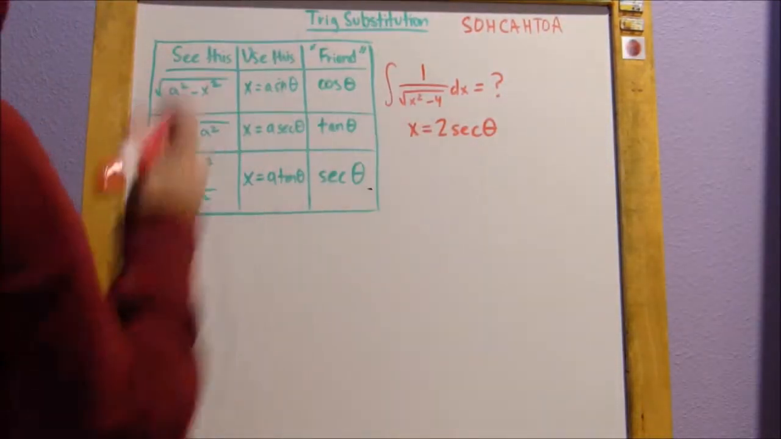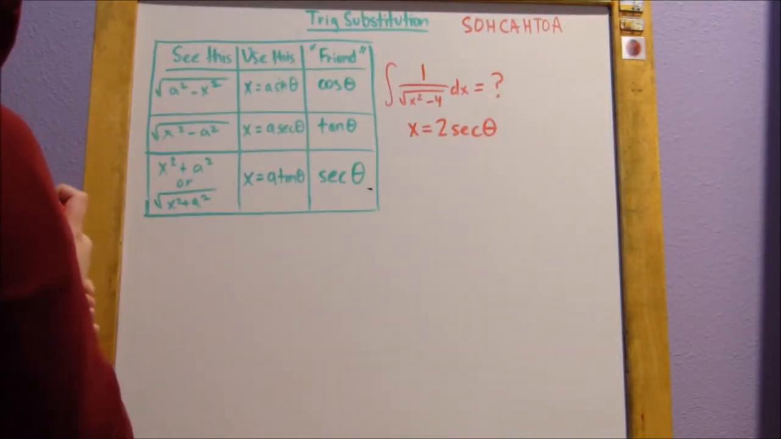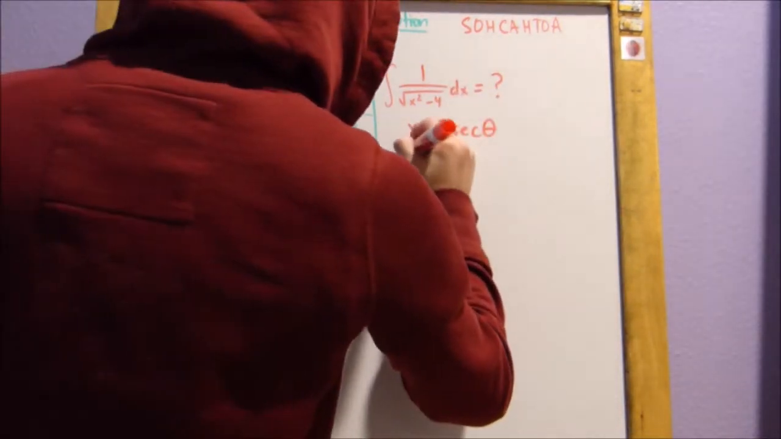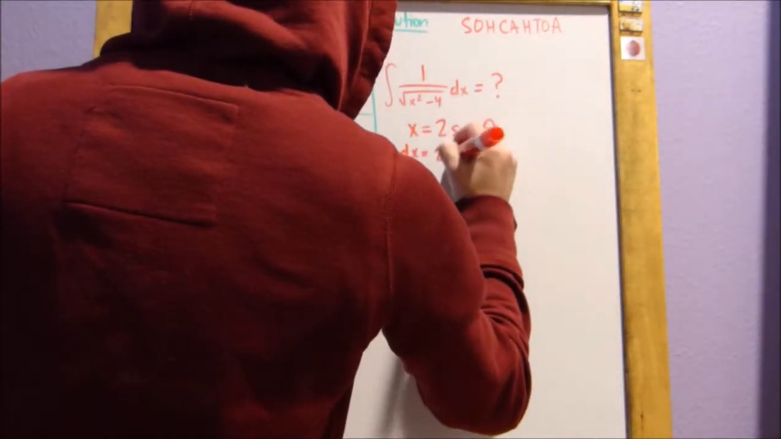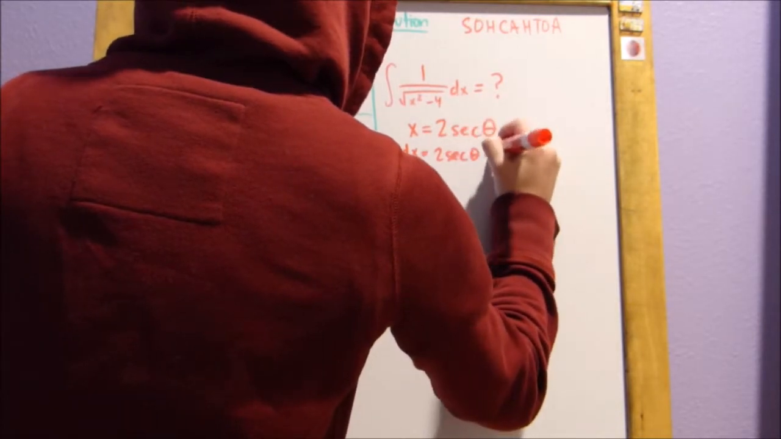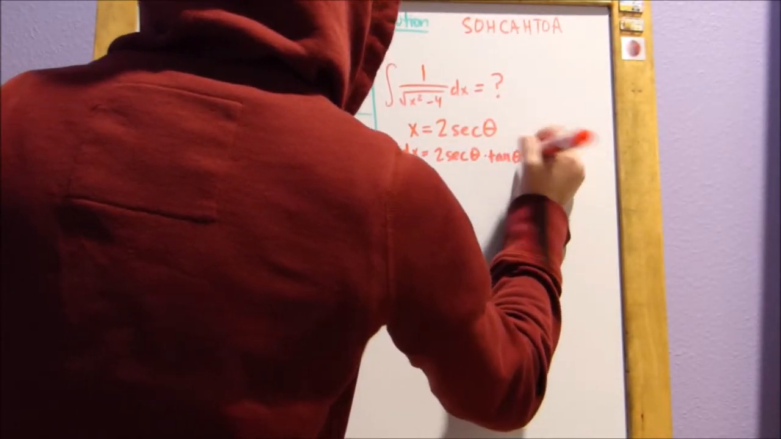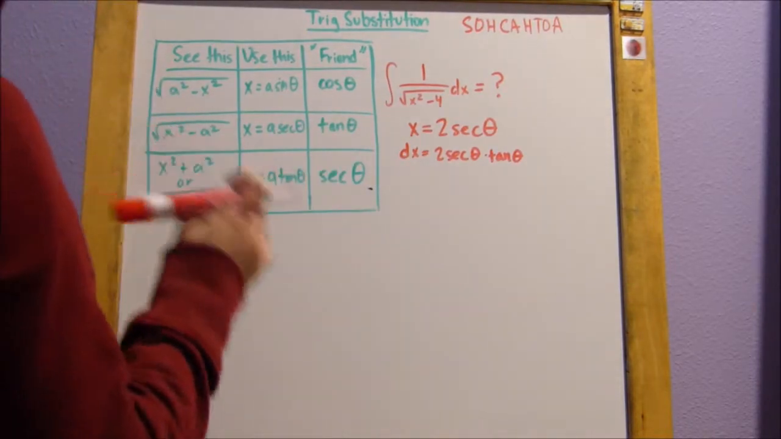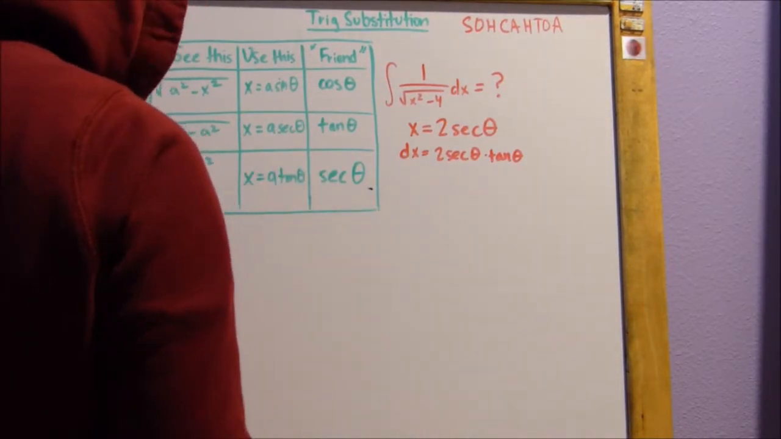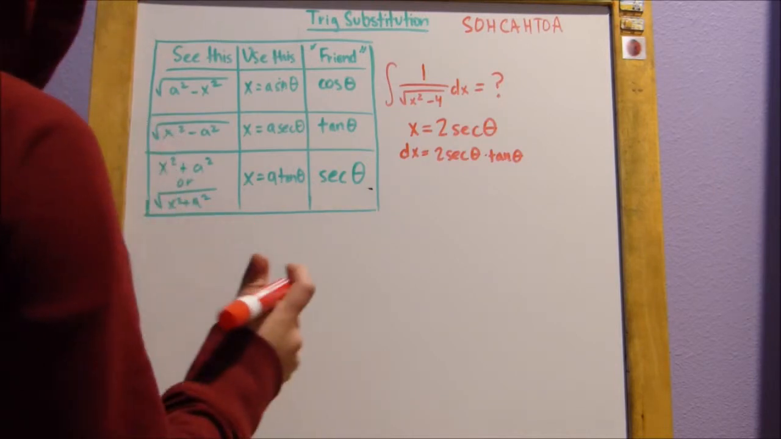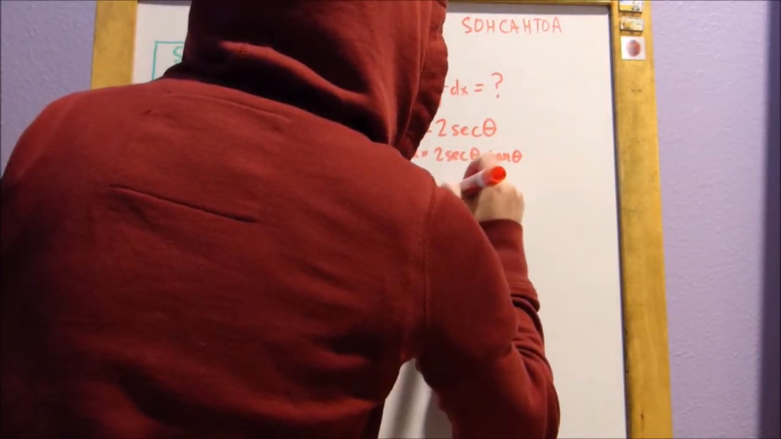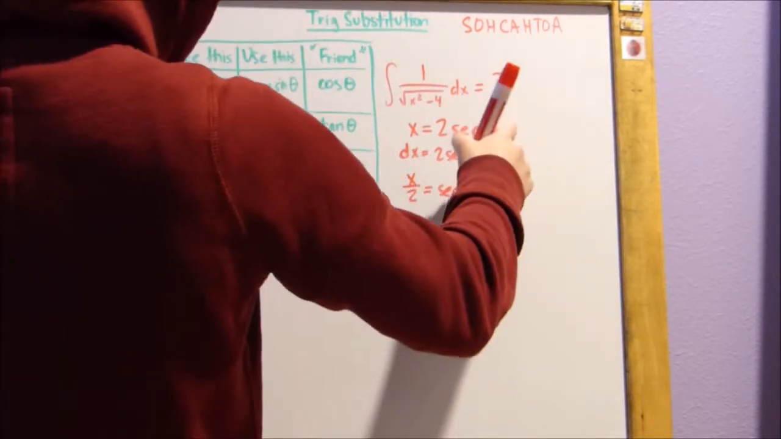Now, what we're going to do next is we're going to take the derivative of that so that we have something to plug in for dx. dx equals 2 secant theta times tangent of theta. Okay? So, what we're going to do next is we're going to solve for secant of theta so that we can set up our triangle. x divided by 2 equals secant theta, right? It's coming from this equation.